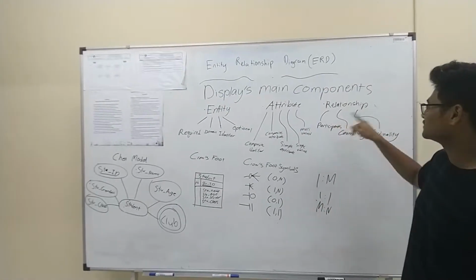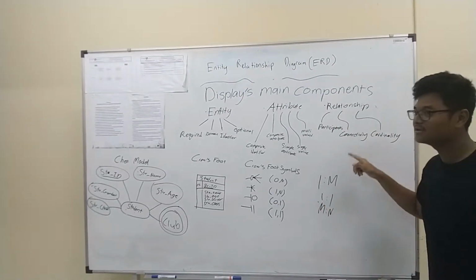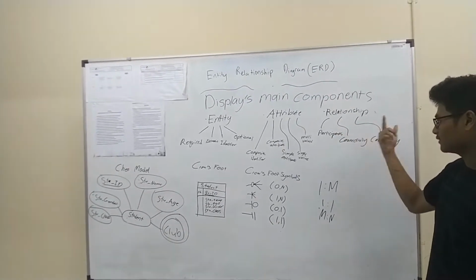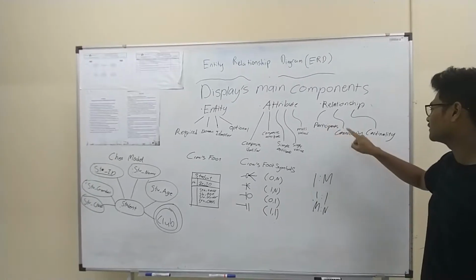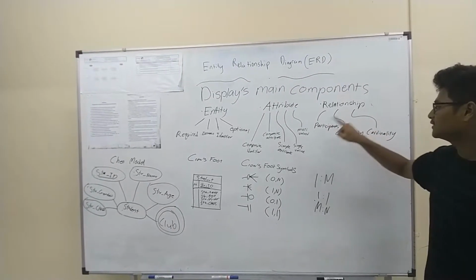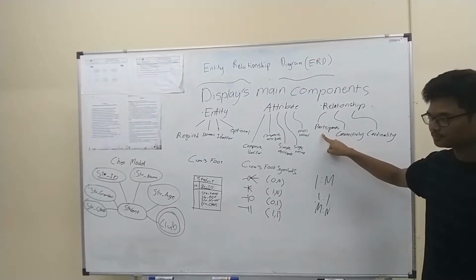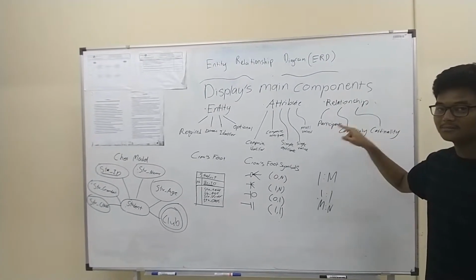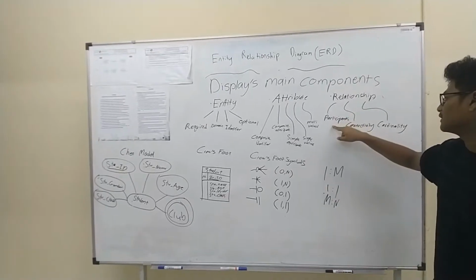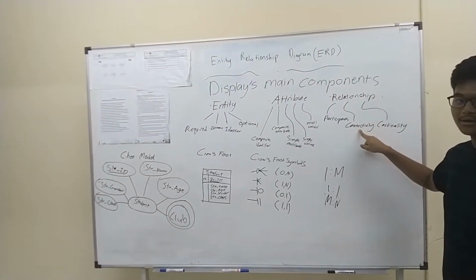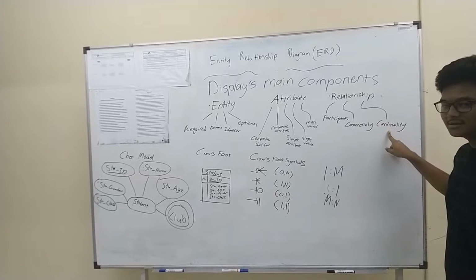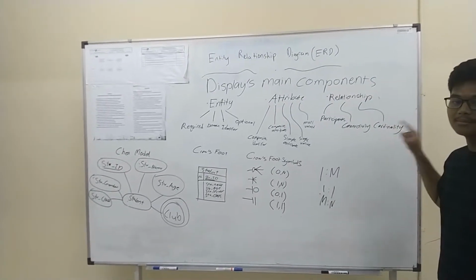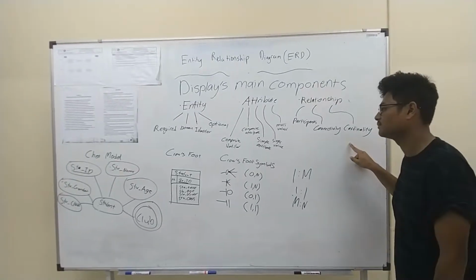Moving on to relationships, for an ERD you need relationships to connect the tables to each other. Inside your database, you need participants, connectivity, and cardinality. Participants are the entities in your database, which are in your ERD. Connectivity is what connects them together. Cardinality expresses the minimum and maximum members of the relationship.